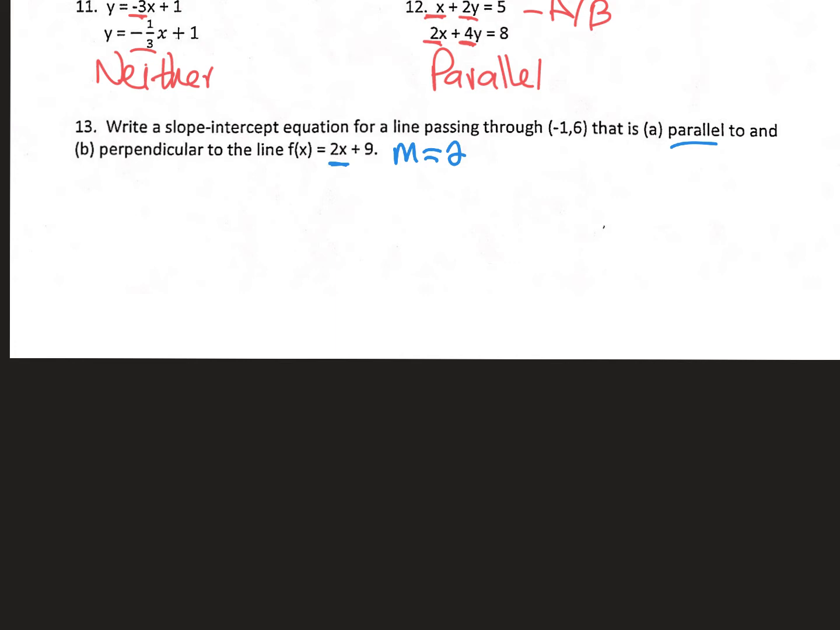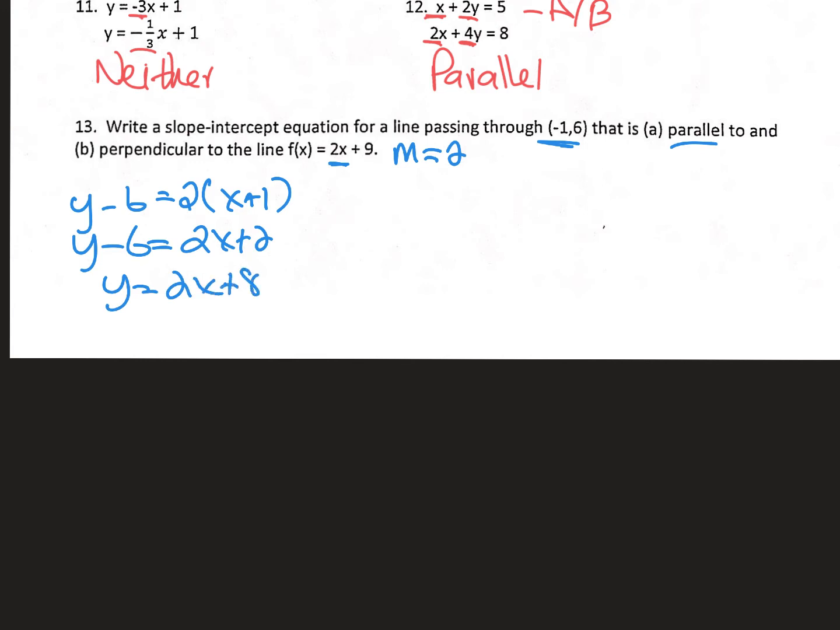Okay, so I'm going to use that point. So I'm going to say y minus 6, this is part A, by the way, equals that slope times x plus 1. So I'm going to distribute the 2 and move the 6 over. I get a plus 8. That's the A part. There's part A, parallel.